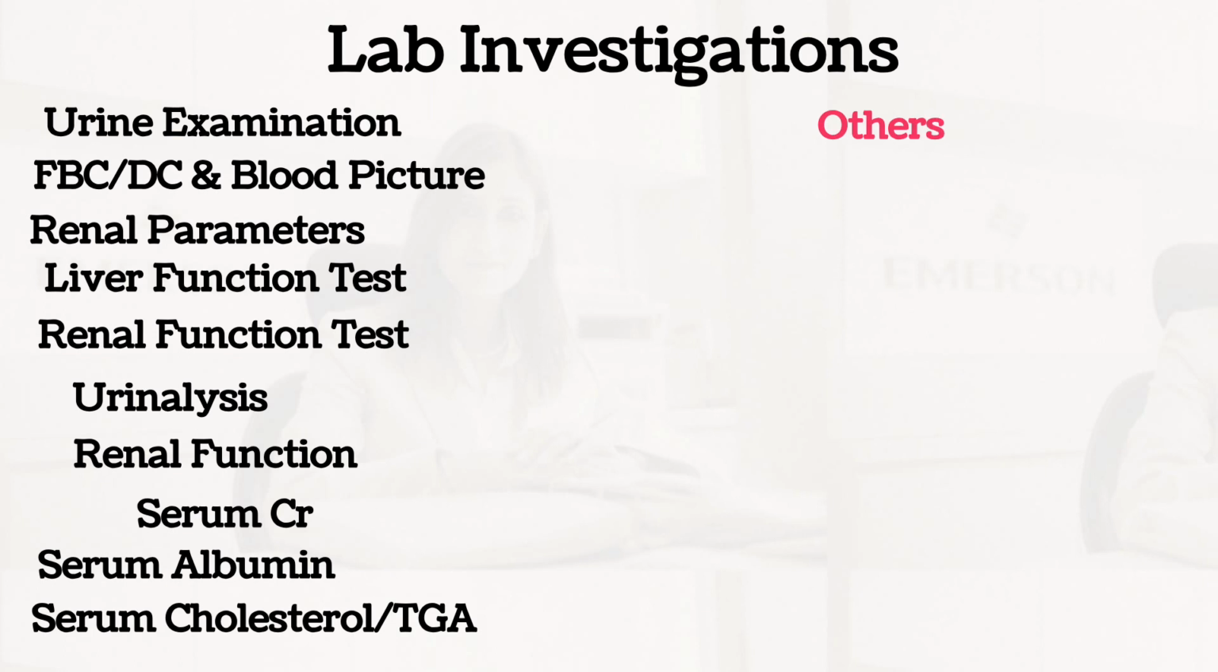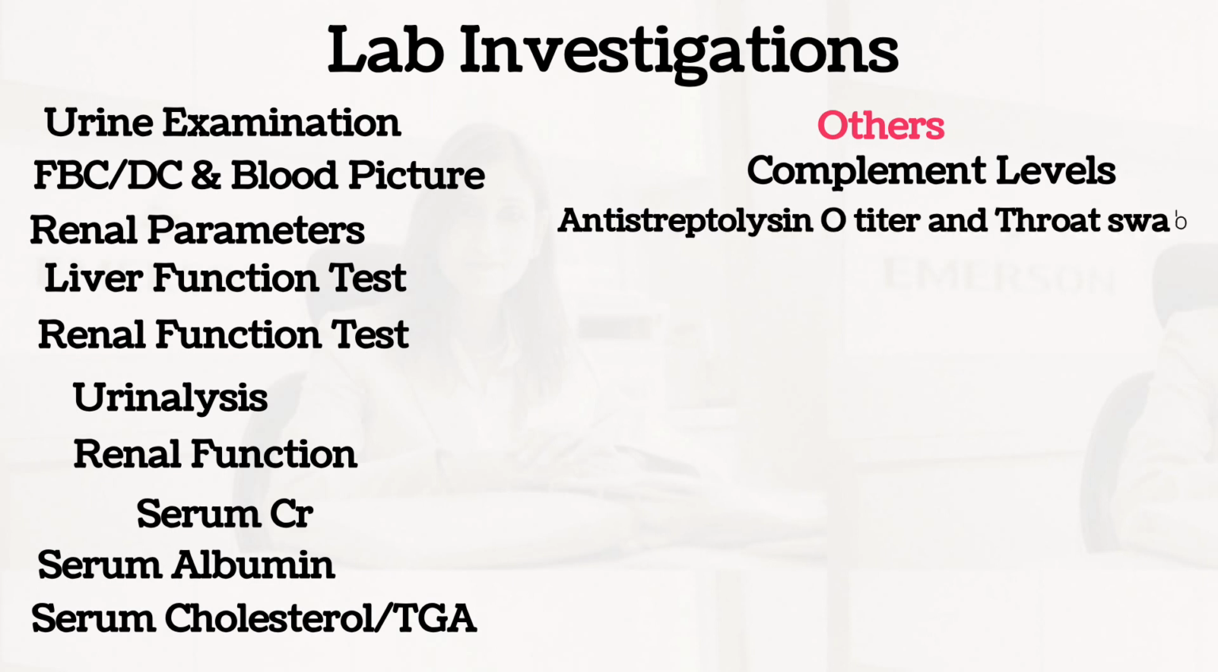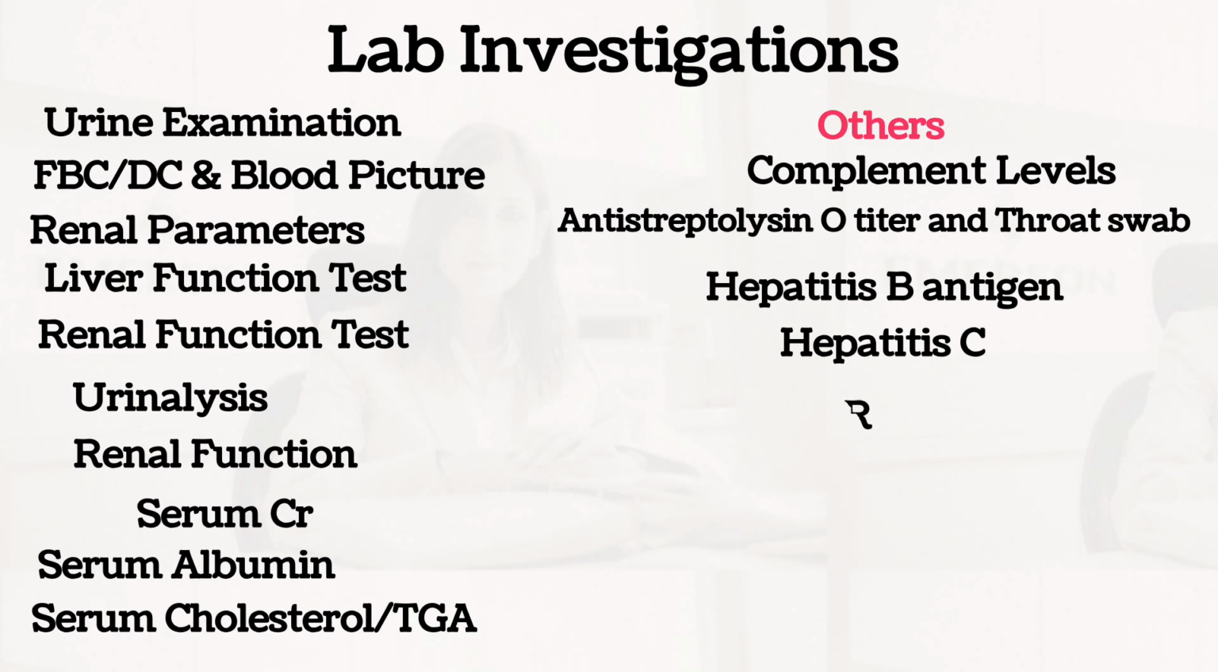Okay, then other investigations we might do are complement levels, which would be decreased, which suggests other than minimal change disease. Then you can have antistreptolysin O titer and the throat swab. You can have hepatitis B antigen, hepatitis C, RPR. Then you can have a renal biopsy.